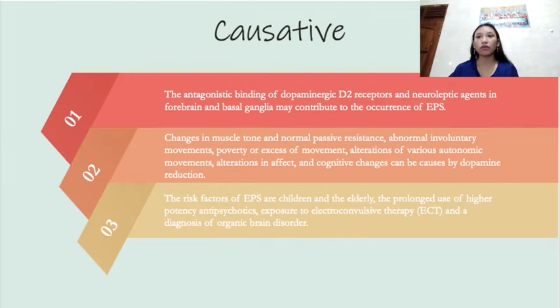Changes in muscle tone and normal passive resistance, abnormal involuntary movements, poverty or excess of movement, alteration of various autonomic movements, alteration in affect, and cognitive changes can be caused by dopamine reduction. In general, the risk factors of EPS are children and elderly, which are at the highest risk of all, the prolonged use of higher potency antipsychotics, exposure to electroconvulsive therapy, and a diagnosis of organic brain disorder.